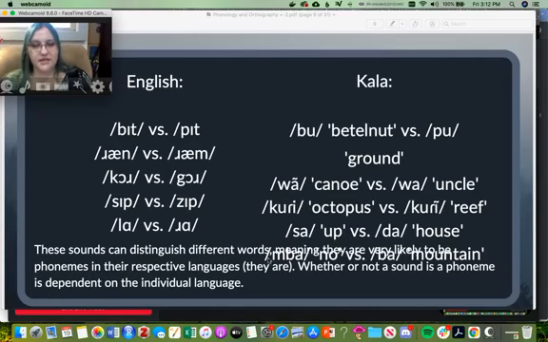And here you can't really see it, unfortunately, but the word mba means no, with an MBA, versus ba, meaning mountain. So these are sounds that can distinguish different words, meaning they're really likely to be different phonemes in their respective languages, and they are. Whether or not a sound is a phoneme, like I said, is really dependent on the individual language. So something that is a phoneme in English is not guaranteed to be a phoneme in any other language, and vice versa. Nasalization in vowels is not something that changes the meaning of a word in English, but in Kala and in other languages like French, it does.